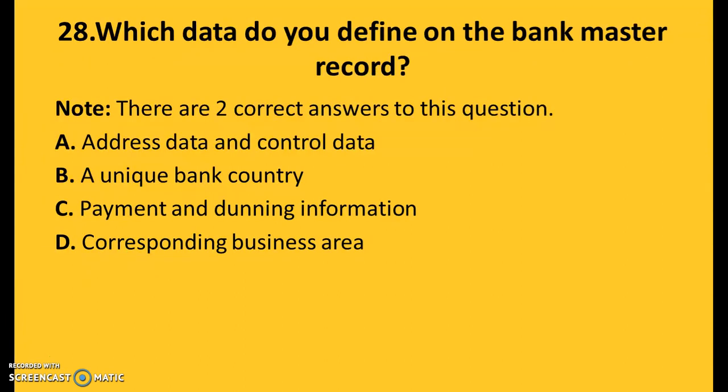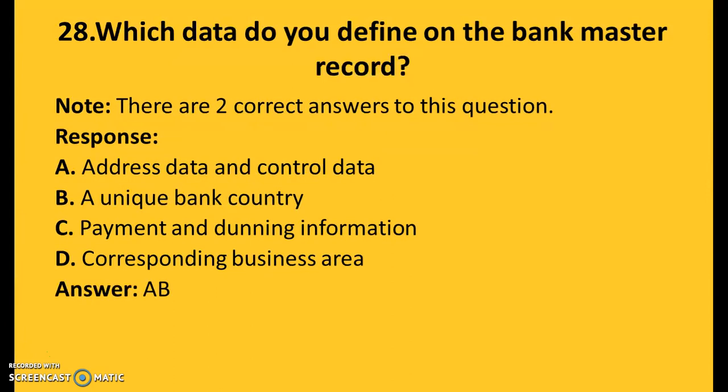Which data do you define on the bank master record? There are two correct answers for this question. You have address data and control data, a unique bank country, payment and dunning information, and corresponding business area. So the answer is A and B: address data and control data, a unique bank country.